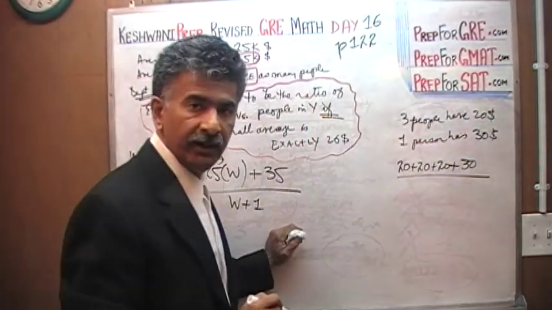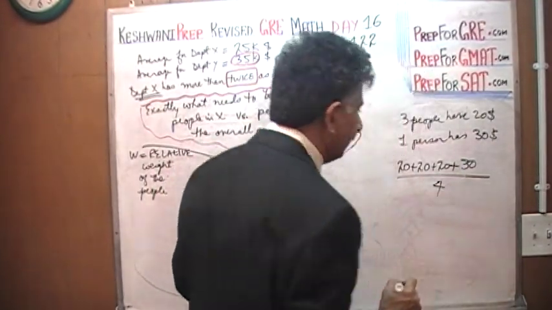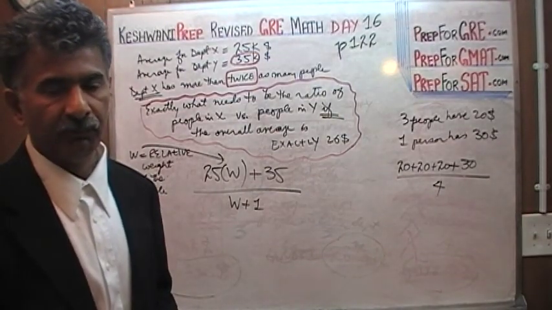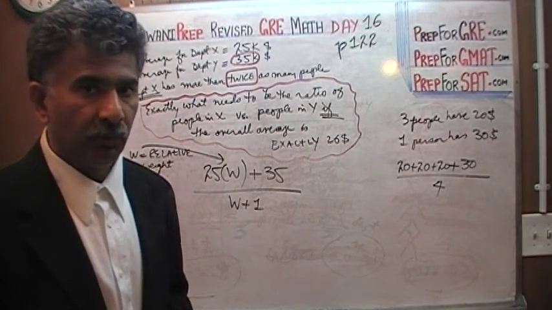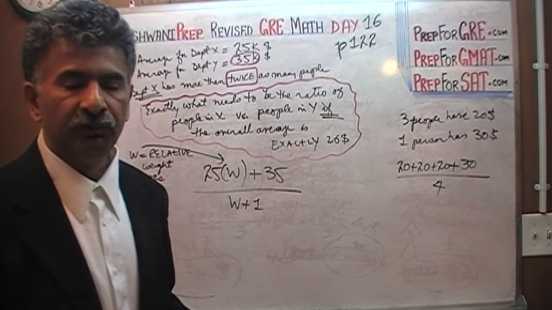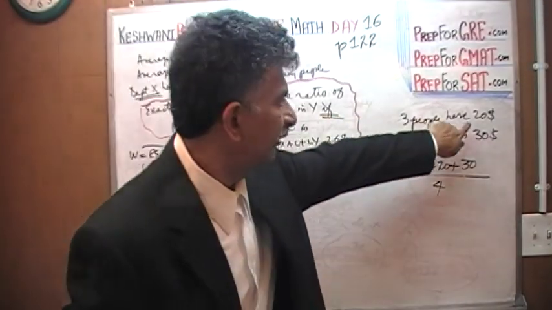And how many people do we have? We have 1, 2, 3, 4. 4 people. This is one way to do this, but this is a childish way of doing it. This is not a grown-up way of doing it. A grown-up person would do the same problem by a slightly different technique, by using what is known as the weighted average.